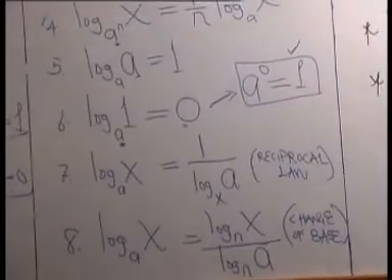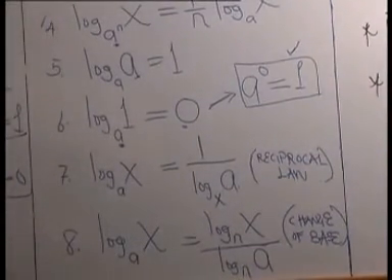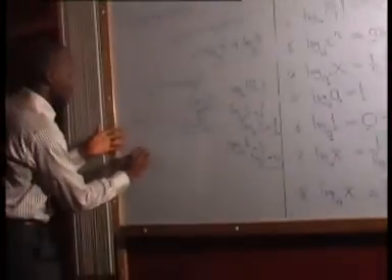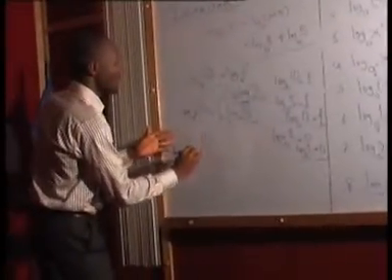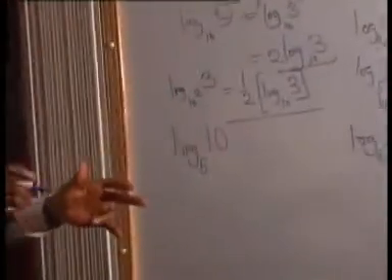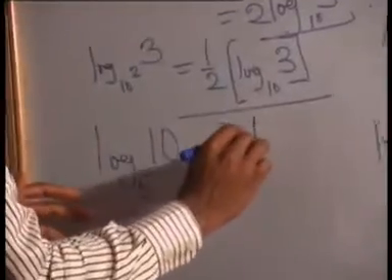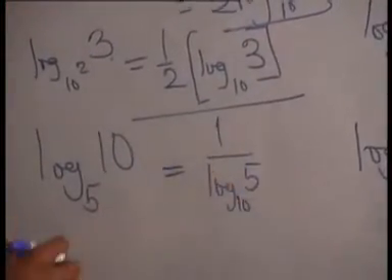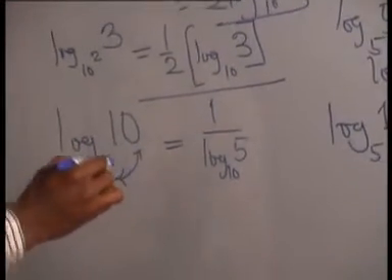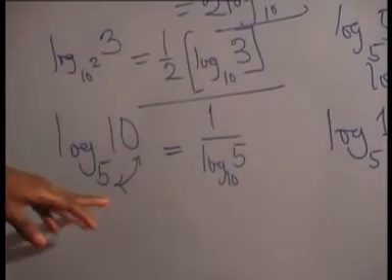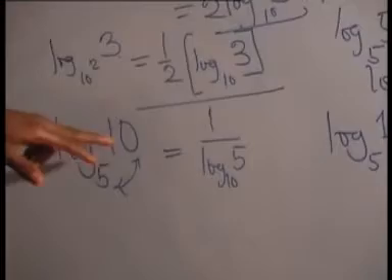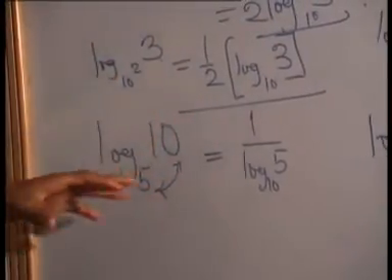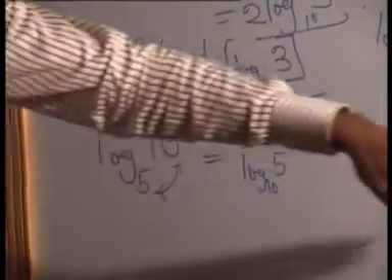It's called the reciprocal law. In other words, it's possible for you to invert a logarithm. If you have log of 10 to base 5, if you want to invert it, you are going to have 1 over log of 5 to base 10. These two will now interchange position. If they interchange position, you now have a reciprocal. Once the logarithm is now the base, and the base is now the log that you're looking for, then you have a reciprocal. That's the reciprocal law.